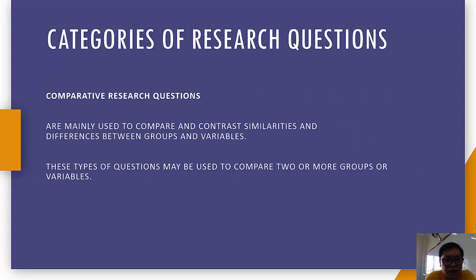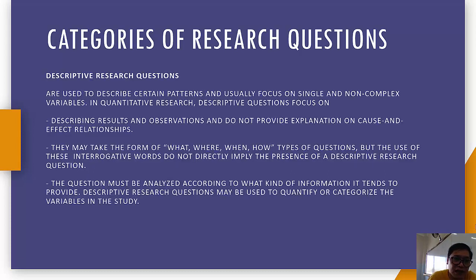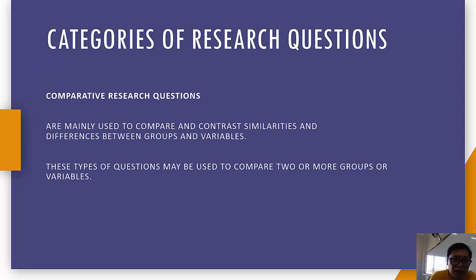So comparative research questions are mainly used to compare and construct similarities and differences between the groups and variables. Comparative, it's not the same as descriptive. So a comparative question is mainly to compare and construct similarities. These types of question may be used to compare two or more groups of variables. So your question has two groups of variables.